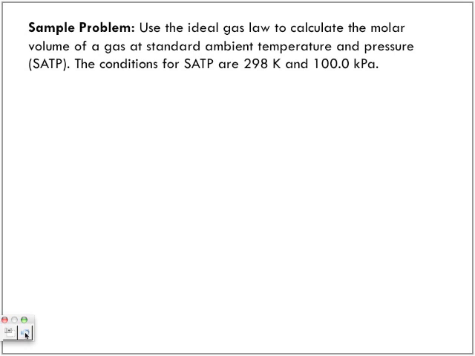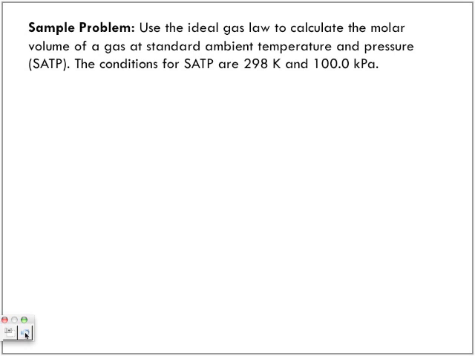So let's look at the following sample problem. Use the ideal gas law to calculate the molar volume of a gas at standard ambient temperature and pressure, SATP. The conditions for SATP are 298 Kelvin and 100.0 kilopascals. So take a moment and think about how to go about solving the following problem. Okay, so what we're trying to do is find the molar volume.